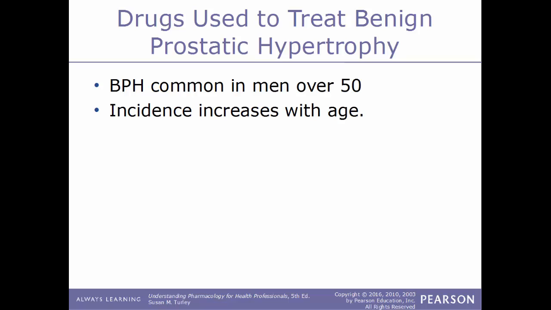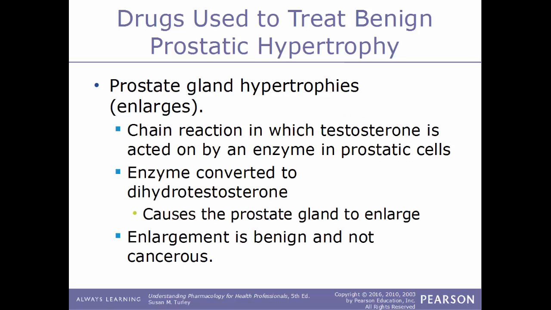Alright, now we'll talk about drugs that are used to treat BPH, benign prostatic hypertrophy. Now, BPH is common in men over the age of 50, and the incidence of this condition increases with age. So the older you are, the more likely you are to get it. And what happens with this condition is the prostate gland will hypertrophy, which is another term for enlarging.